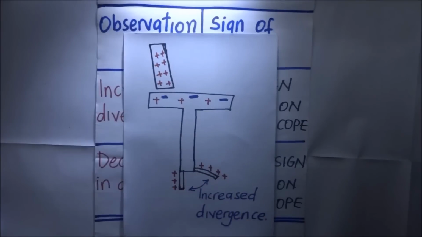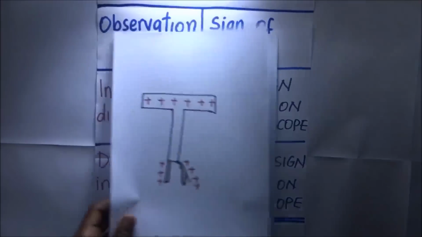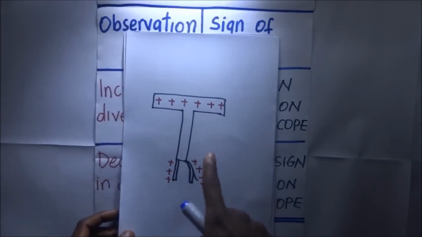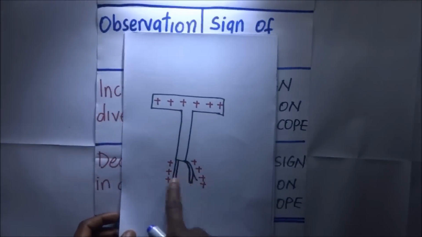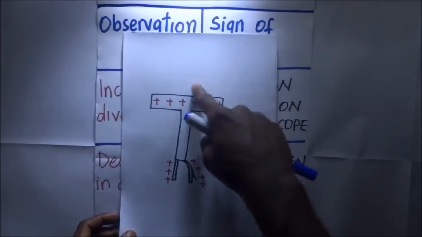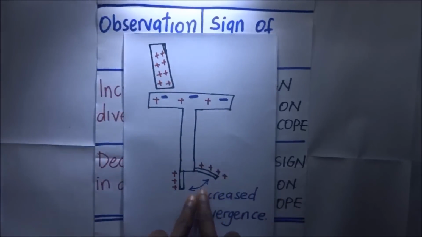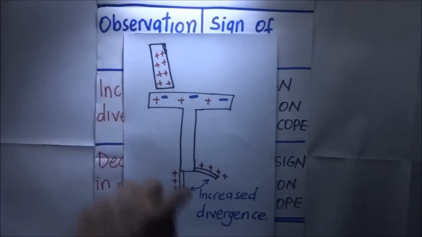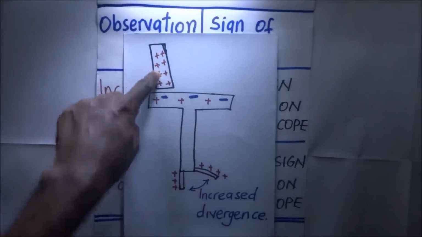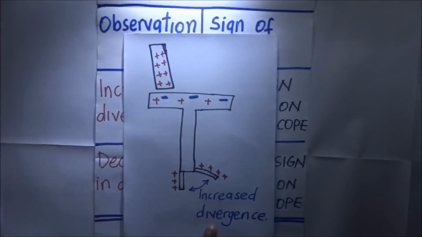And so if we have a positively charged gold leaf electroscope with this kind of divergence, then we introduce a body and the observation is an increase in divergence, it would mean that the body that has been introduced has the same charge as the gold leaf, which is positive. So that is what happens for the case of a positive charge.